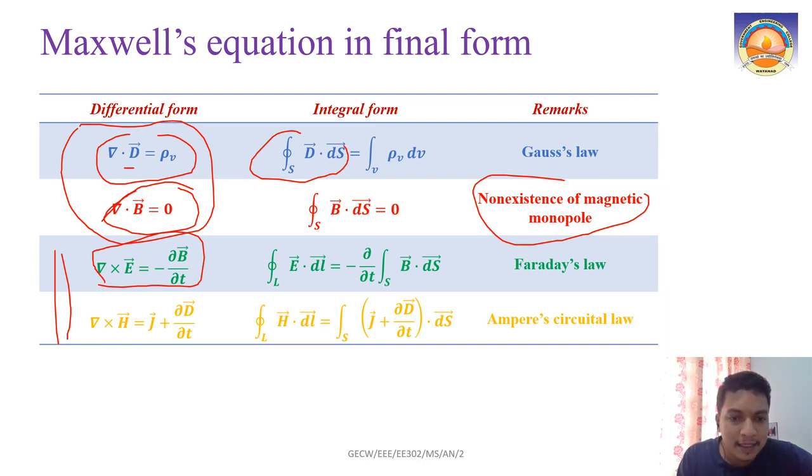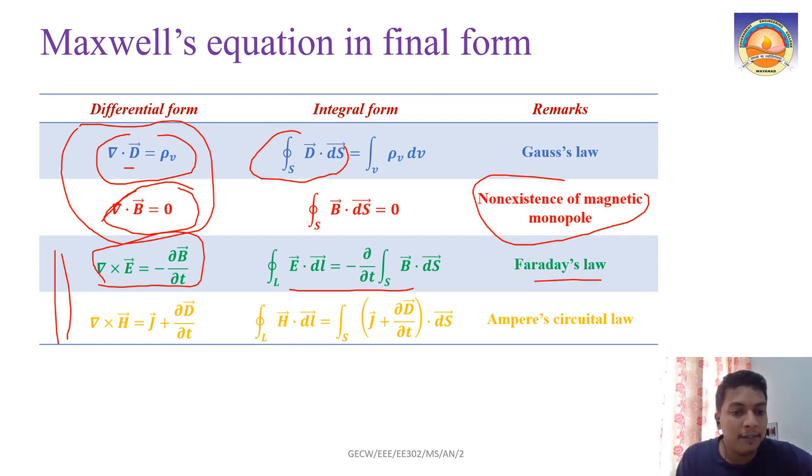And its integral form is easy to write, right? Before, the closed loop integral of E dot dl was equal to 0. Now it is equal to minus dou by dou t of the integral over the surface of B dot dS, right? So that way we will get the integral form. Whatever equation we got here, the same is just put in integral form. That is about Faraday's law.